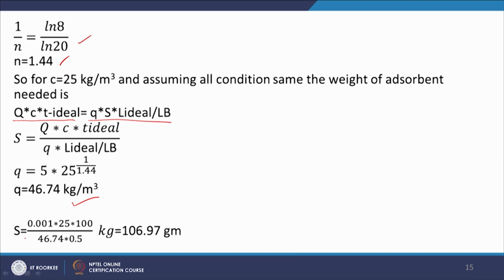So, this value we put here for q, the Q value is given, and the C value in this case is different, that is 25 kg per meter cube. So, 25 into 100, T ideal, divided by this q value, 46.74, into 0.5, which remains the same, L ideal by L b. So, we get 106.97 gram. So, the S value in this case will be 106.97 gram. This much adsorbent will be required. So, up to this in this class, thank you very much for your patience.